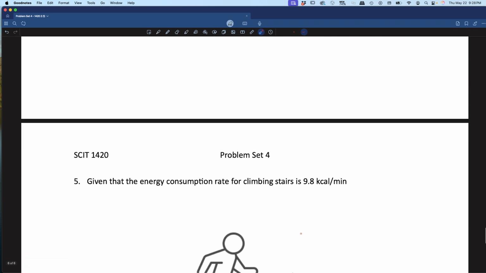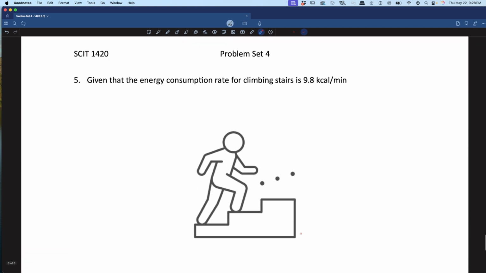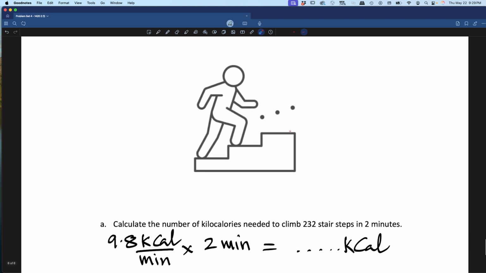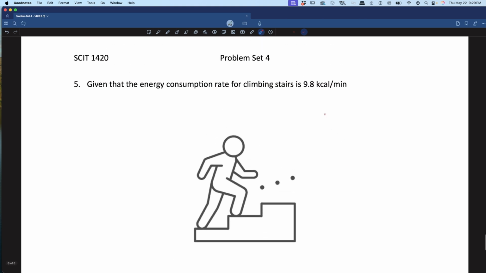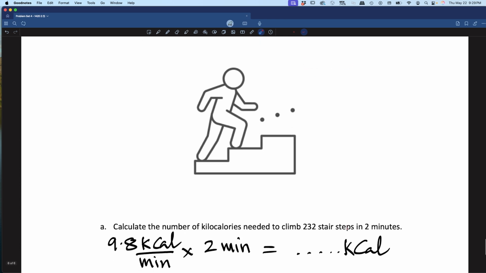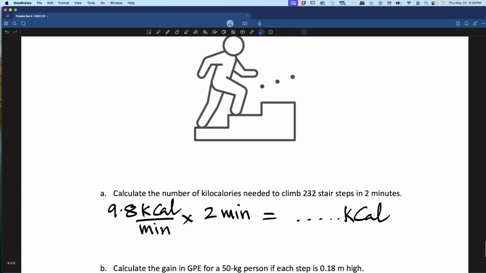That's done. So final, fifth one, that's the last one. Given that the energy consumption rate for climbing stairs is 9.8 kilocalories per minute, okay? Calculate the number of kilocalories needed to climb 232 steps in 2 minutes. So now you're given 9.8 kilocalories per minute, and the information says you're taking 2 minutes. So all we need to do is do this math. The minute will cancel out with the minute, and then you will get the answer in kilocalories.